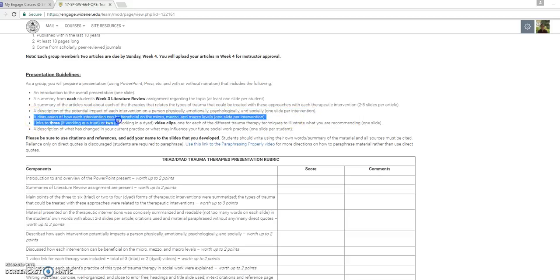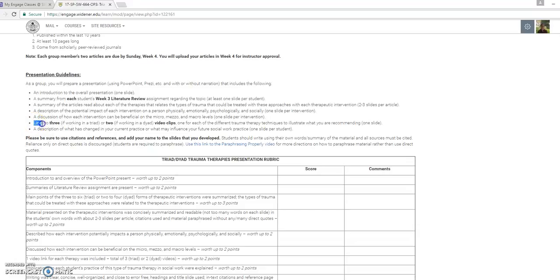Next, a discussion of how each intervention can be beneficial on the micro, meso, and macro levels. If you are talking about an intervention like equine therapy, or horse therapy, where trauma victims spend time with horses and are able to regulate their emotions and develop trust, which has been taken away, how would that benefit them personally? How would that benefit their interpersonal skills? And how would society at large benefit from this intervention?